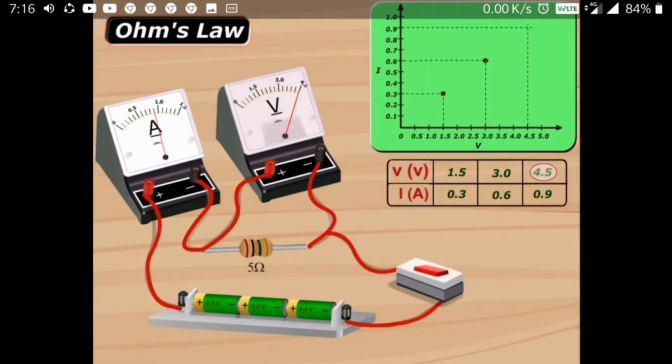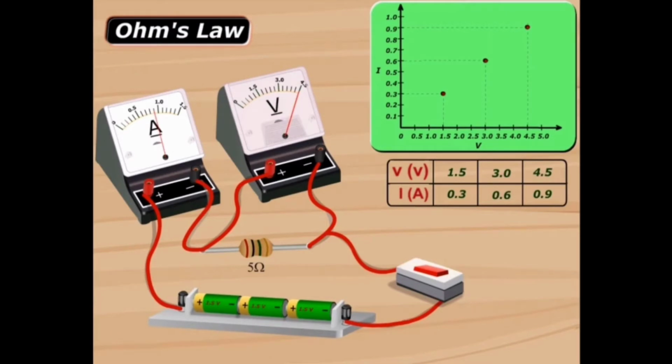And when we connect three cells, we find the voltmeter reading as 4.5 volts and the ammeter reading as 0.9 amps. So based on these three readings, we can come to a conclusion that as the potential difference increases in the circuit, the current also increases, and this verifies that the potential difference is directly proportional to the current flowing in the circuit.